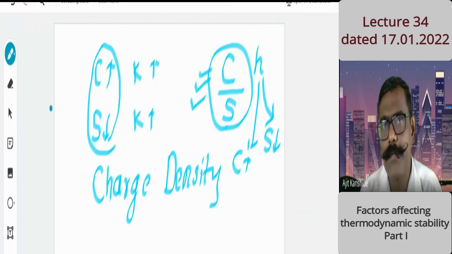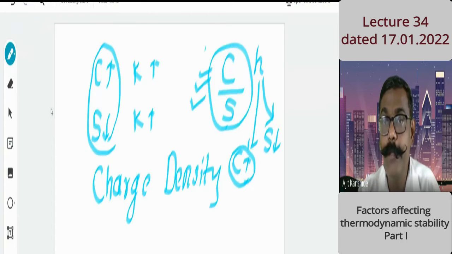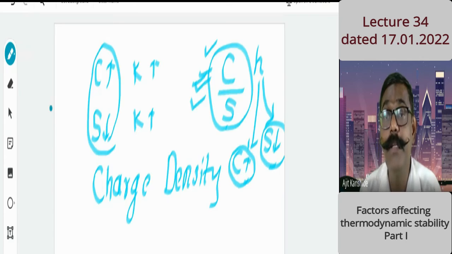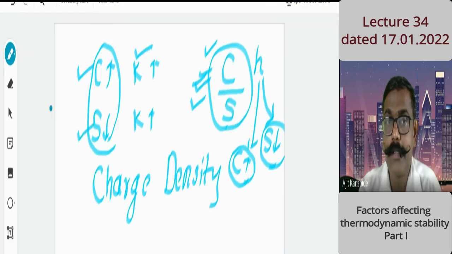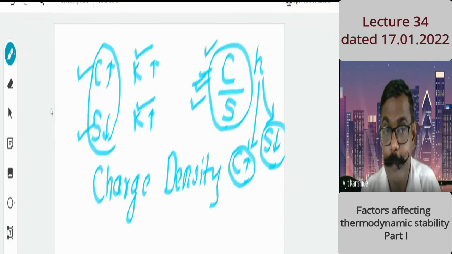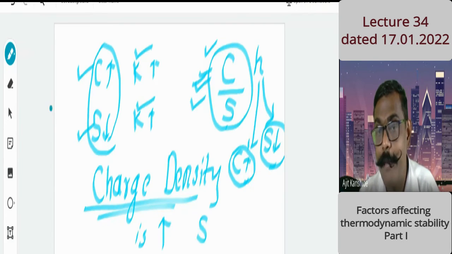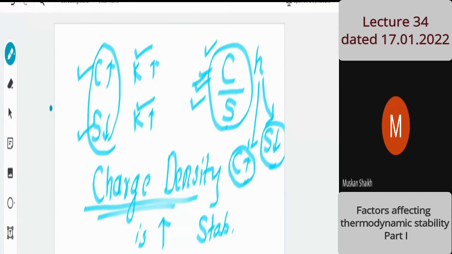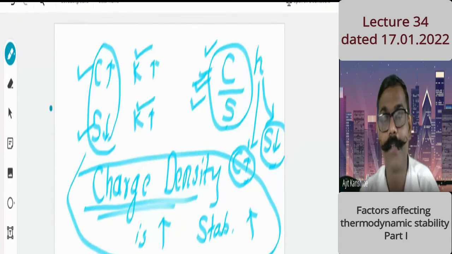Could you understand what I am saying? The correlation? If no, then say no. Yes, sir. Good. So if charge is more, density will be more. If size is less, density will be more. Which density? Charge density. Our conclusion is already there. Charge is more, stability is more. Size is less, stability is more. It means if charge density is higher, stability for that complex will be higher or lower? Higher. Yes, stability will be higher. It is our final conclusion for the first point.